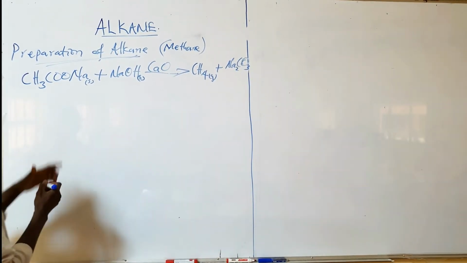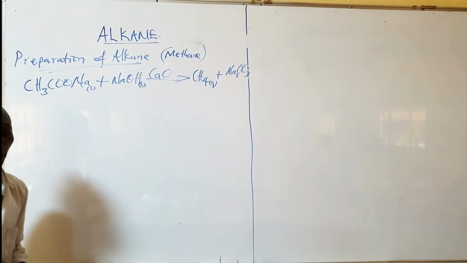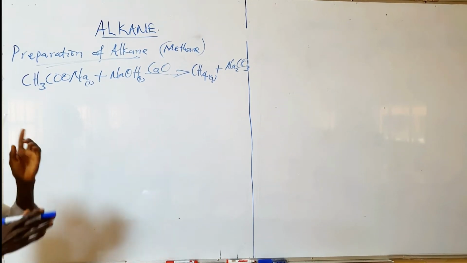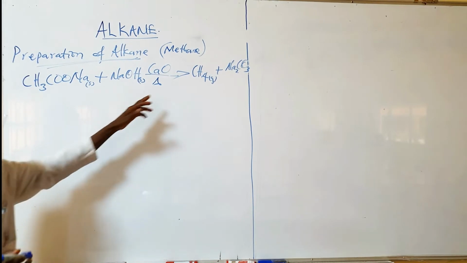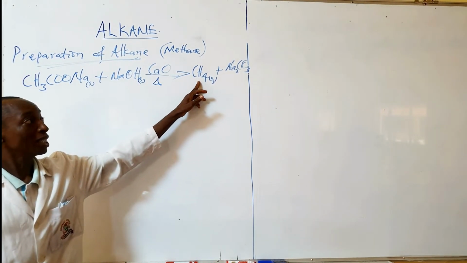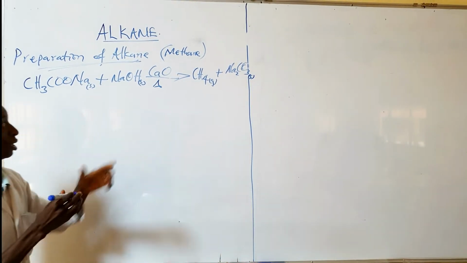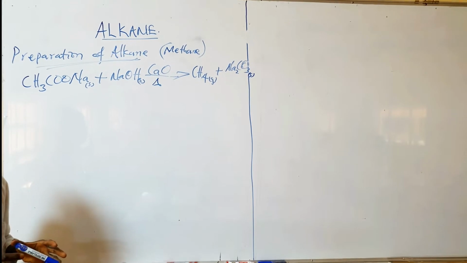Yes, these are two reactants, that is sodium ethanoate and sodium hydroxide. You react them together, the mixture together, and you heat it up. In the presence of heat, it gives methane as a gas and sodium carbonate in solid state. This is dried over calcium oxide.